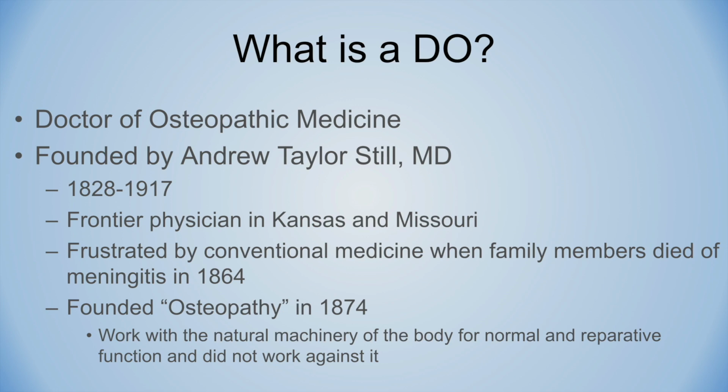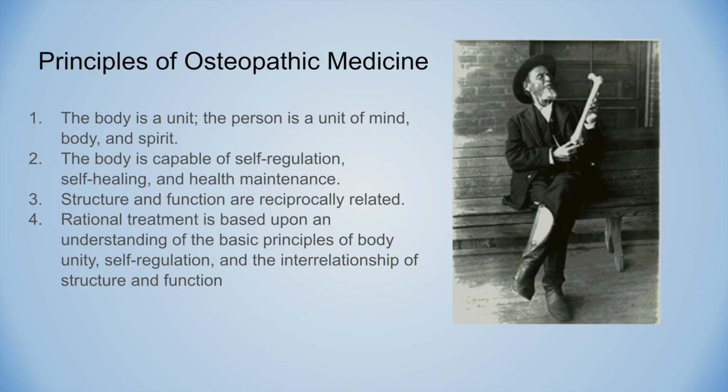with osteopathy. Some of the tenets of osteopathic medicine: basically that the body is a unit made of mind, body, and spirit, and that it is a self-regulating, self-healing mechanism, that our job as practitioners is to try to assist the body in its own self-healing processes. Number three is a big one here, that structure and function are reciprocally related. So that means that the structure of the human body influences the function, and likewise, function will influence the structure of the body as well. And we'll talk a little bit more about what that means. And then the last part here, basically, that rational treatment would be based on the preceding principles.